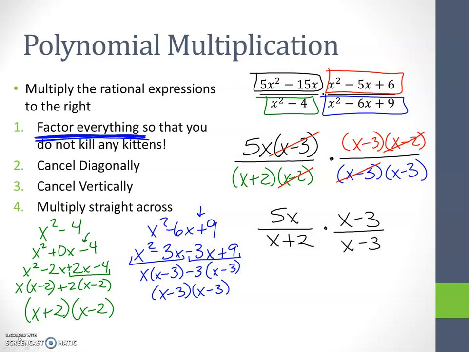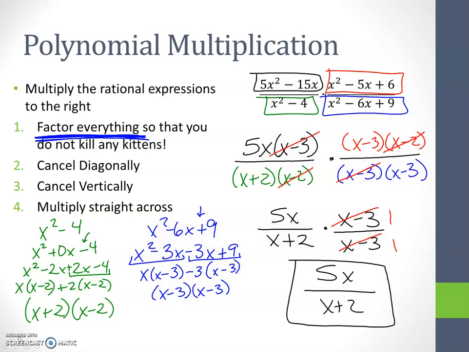Okay? Is there anything vertically that I can cancel here? Well, yes. x minus 3 and x minus 3. So I've essentially canceled everything from that fraction. All that I have left is 1 and 1. So 5x times 1 is just 5x. x plus 2 times 1 is just x plus 2. And that's my answer.